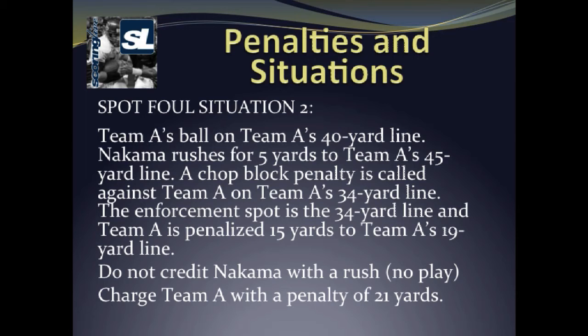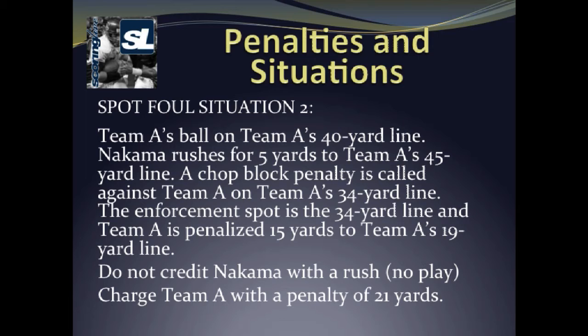Basically, Nakama will not get credit on this play because it happened behind the line of scrimmage. And if it happened behind the line of scrimmage, Nakama will not get minus yards on this play because he ran forward. That's why. So this will be an all-penalty of 21 yards. So it'll be 1st and 21. Actually, 1st and 31 back on Team A's 19-yard line.